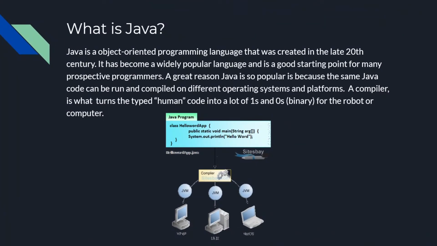Now, what is Java? Java is an object-oriented programming language, and it was created in the late 20th century. It's a widely popular language now, and it's a good starting point for many programmers. A great reason is that one, it's popular like I said, and two, because Java code can be compiled and run on different operating systems and platforms. Compiling turns your typed human code into binary, so that's ones and zeros for other computers or robots to use.